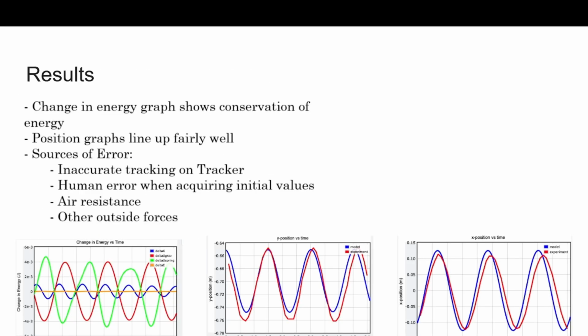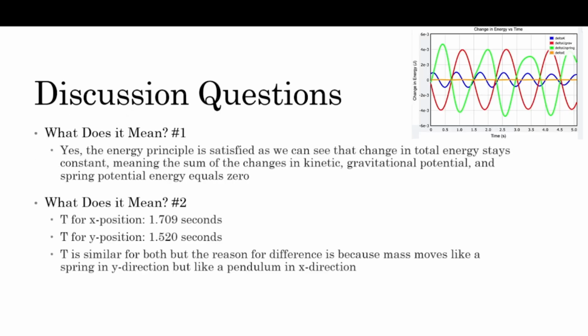So for our results, the change in energy graph shows the conservation of energy, and the position graphs line up fairly well. They're pretty close, not exactly the same. Some sources of error were inaccurate tracking in Tracker. When you're constantly clicking to follow the motion of the mass, you could have some error there, not clicking in the exact same spot every single time. Also human error when acquiring initial values, air resistance, and other outside forces that we didn't account for.